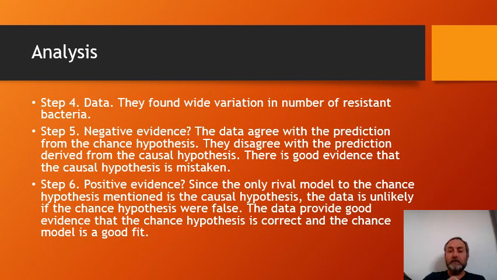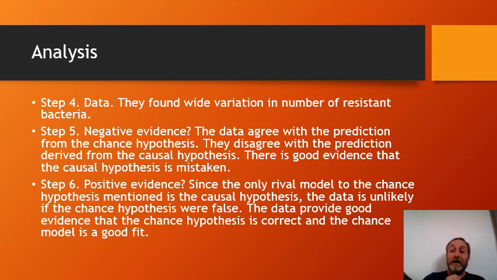So data, they ended up finding actually a wide variation in the number of resistant bacteria. So this was what was predicted by the random mutation model, the second model. So is there negative evidence? Yeah, well, we got two models, right? So there's some negative evidence and some positive evidence. So they agree with the chance hypothesis and they disagree with the prediction derived from the causal hypothesis, right? So at step 5, we have good evidence against the causal hypothesis, right, that the viruses cause the mutations.